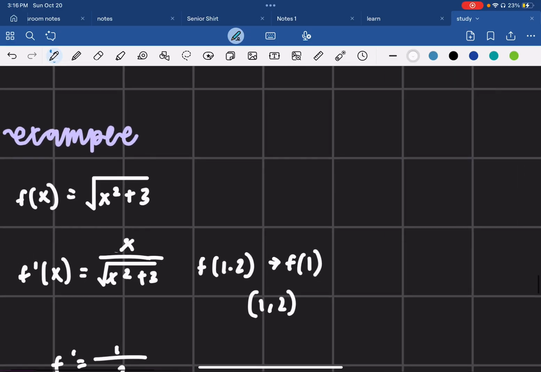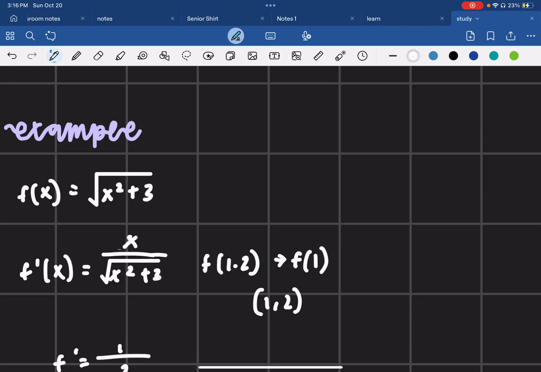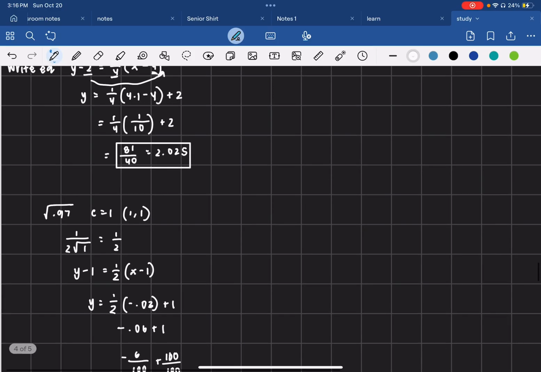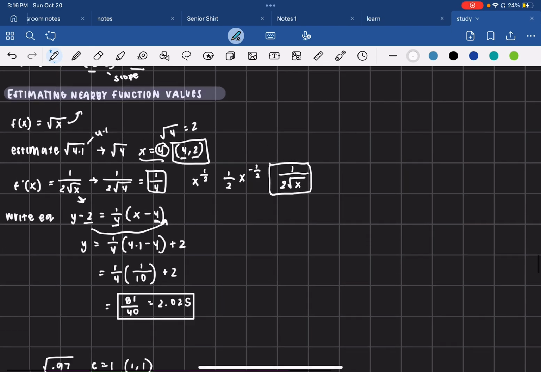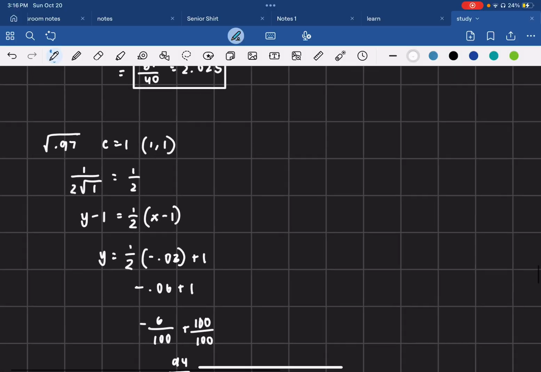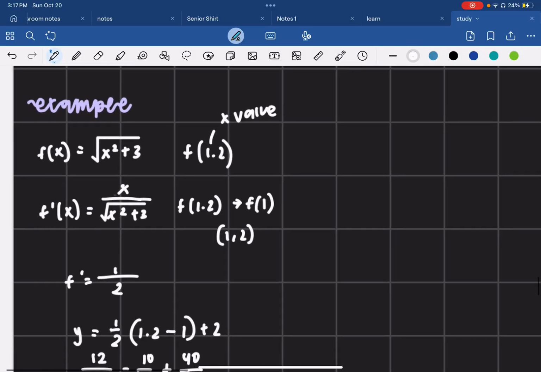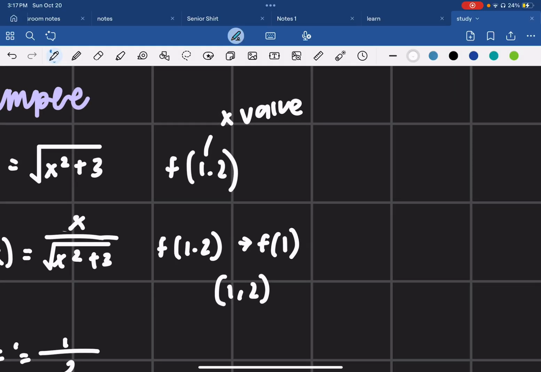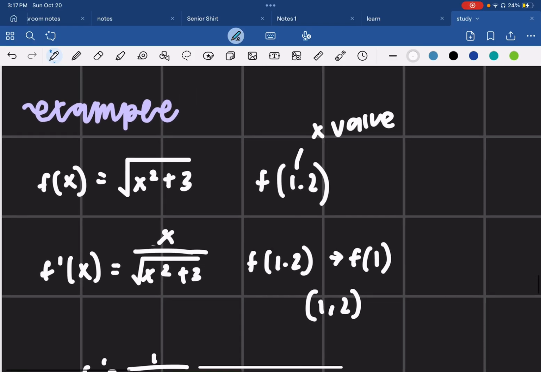So we have f of x is equal to the root of x squared plus 3. Sorry, we're trying to find the f of 1.2. So your 1.2 is your x value. Okay, so in this previous example, we were given the full function, where we wanted to find what 4.1 is. In this one, we're just given that we want to find when x is 1.2, what the f of x value is.